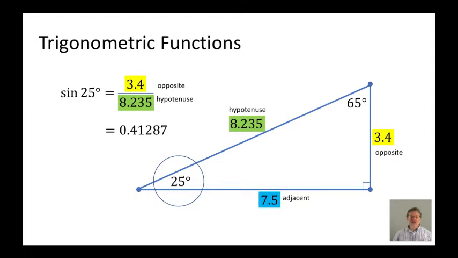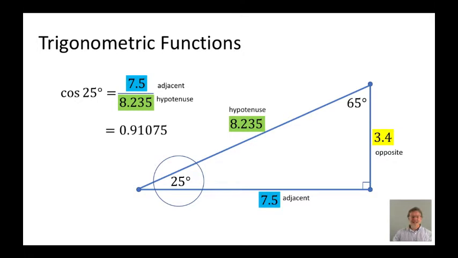We could also take a look at the cosine of 25 degrees. In this case, we're looking at the adjacent over the hypotenuse. So that's 7.5 over 8.235. That gives us a ratio of 0.91075. That's what we get from dividing those two numbers. It's also the number that we would get if we were to type in 25 degrees into our calculator and hit the cosine button.